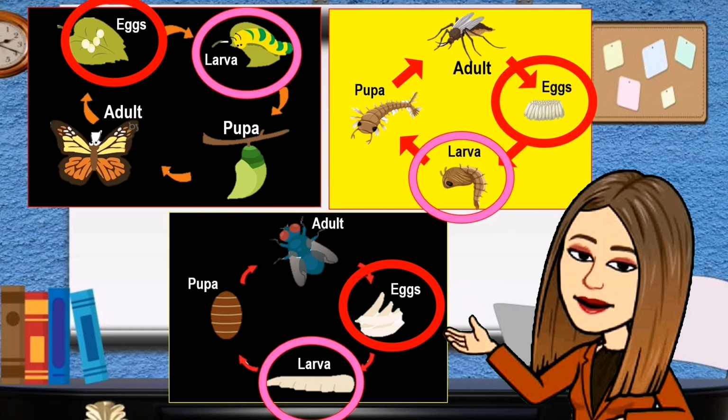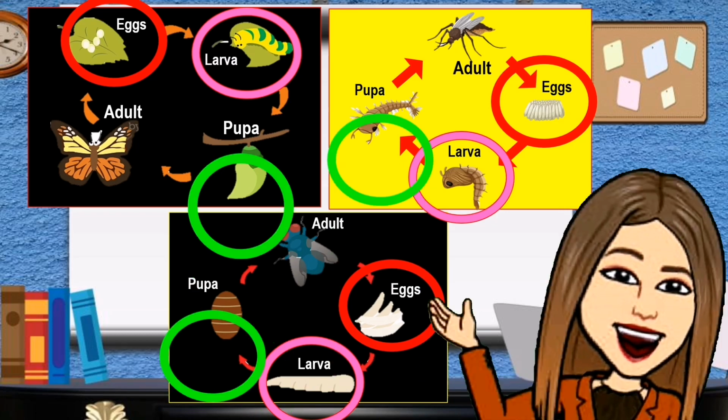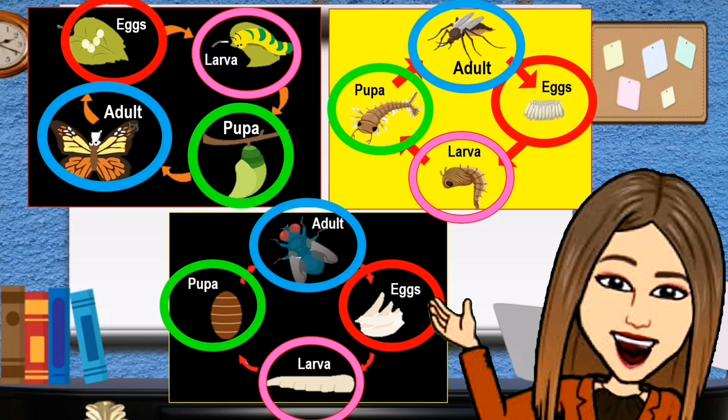And what is the second stage of their life cycle? So the second stage is called larva. The third stage of their life cycle is called pupa, and the fourth stage of their life cycle is called adult.